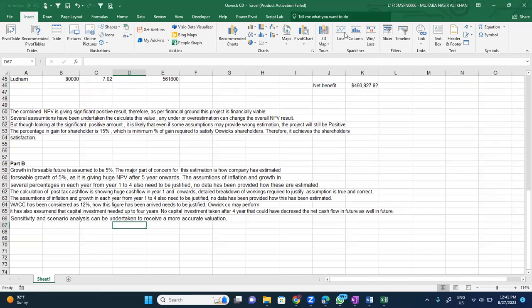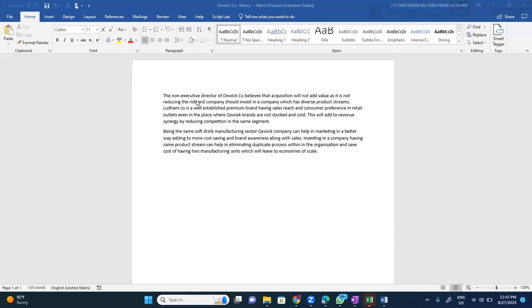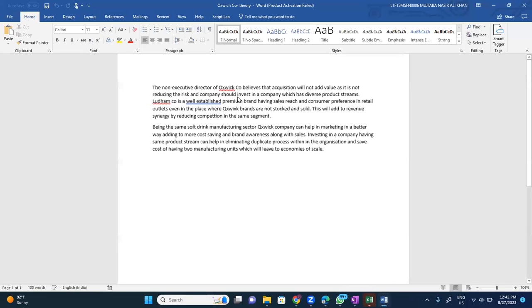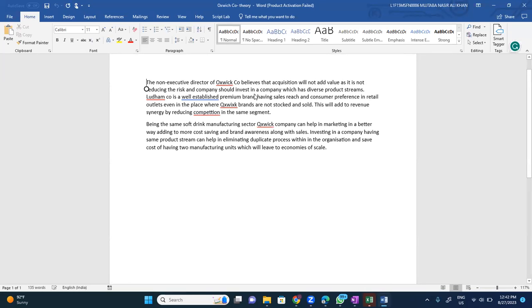Give me 1 minute. I'm almost reaching the last assignment. The non-executive director of Oxwick believes that the acquisition will not add value as it is not reducing the risk, and the company should invest in a company with a diverse product stream. Rodon company is a well-established premium brand having sales reach and consumer preference in retail outlets. Being in the same soft drink manufacturer sector, Oxwick company can help in marketing at better value, adding to more cost saving. Having the same products can.